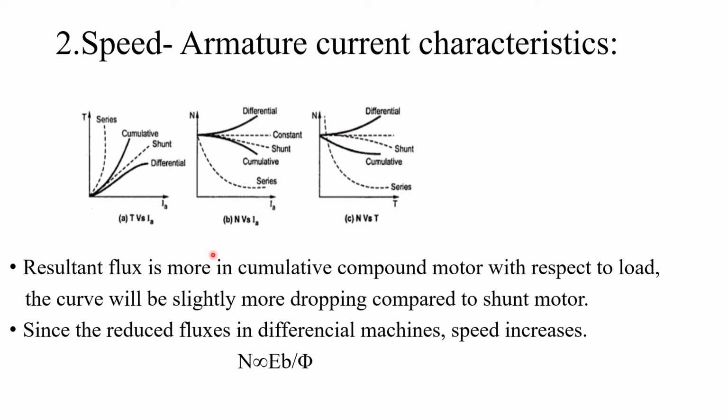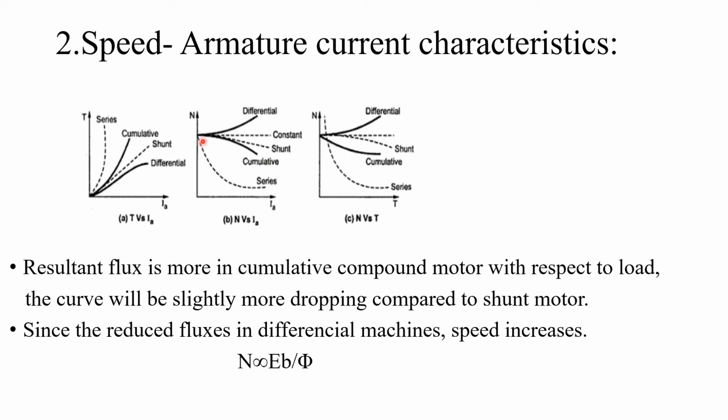Next characteristics, that is the speed versus armature current characteristics. Here figure B shows the relationship between the speed and the armature current. We know that in a cumulative compound motor, the resultant flux will be additive. So in almost all cases, from no load to full load, the cumulative motors will exhibit a constant speed, but not like shunt motors. There will be a slight dropping compared to the shunt machines.